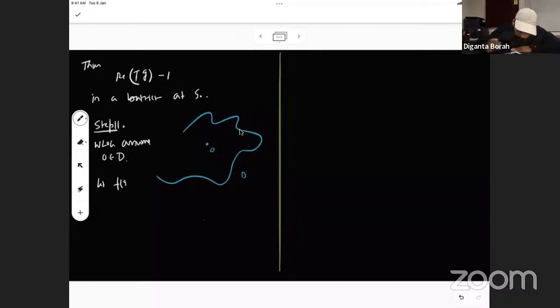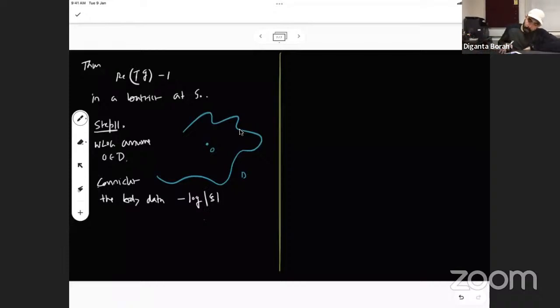So let's consider the boundary data minus, it was something like minus log of mod z minus z0. So z0 is 0 here. So I will consider this boundary data.